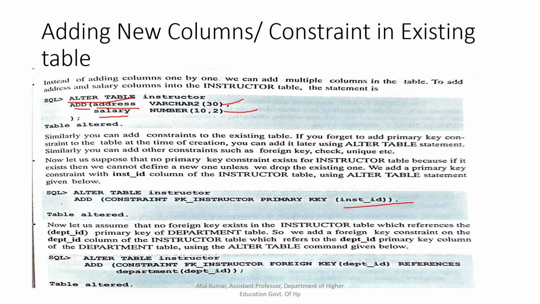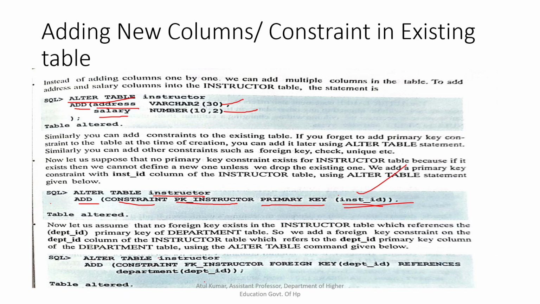particular column, and to add a constraint to a particular column, the syntax is like this: alter table, name of the table, then add constraint, then name of the constraint. Suppose the name of the constraint is primary key, and in brackets we have to write the column on which this primary key is to be imposed.